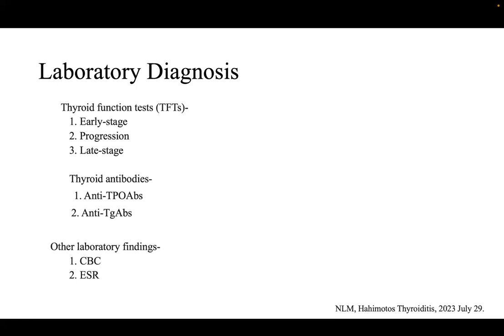You'll see the thyroid antibodies, anti-TPO antibodies will be positive, and thyroglobulin antibodies can also be positive. And other lab findings you need to consider is CBC, which can show mild anemia, and there can be increased levels of ESR seen as well.